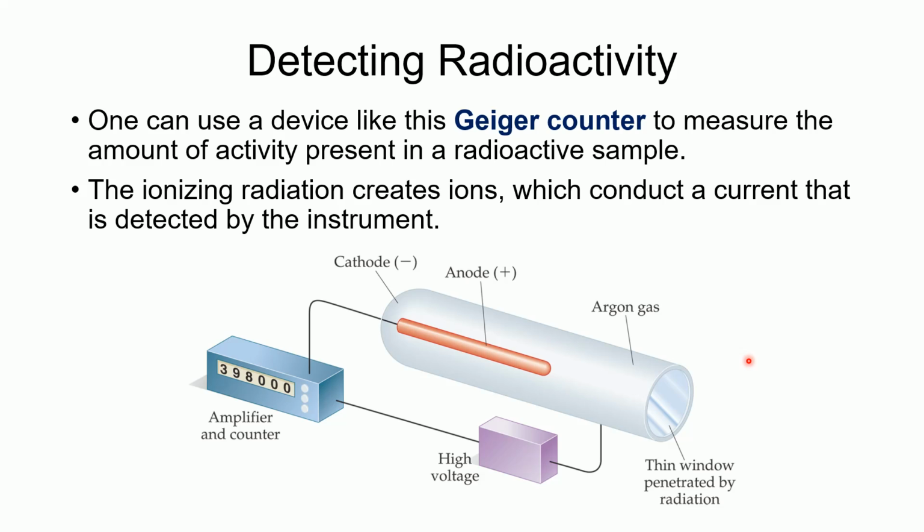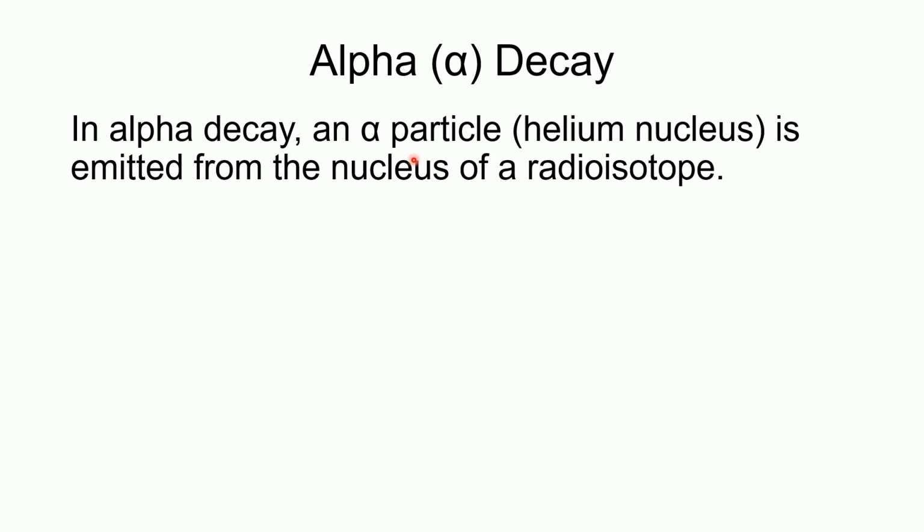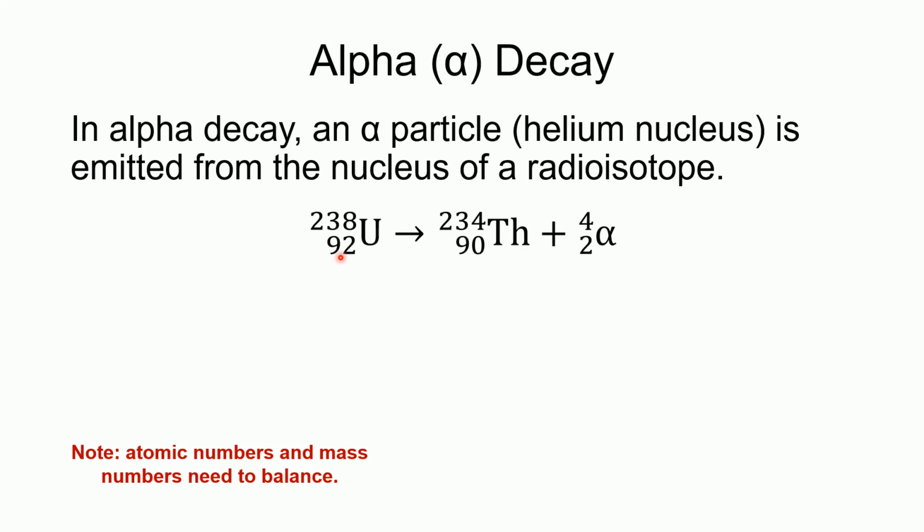All right, so here we want to look at alpha decay. Alpha decay is the process by which an alpha particle is emitted from the nucleus of a radioisotope. An alpha particle is simply a helium nucleus. So here we've got uranium-238, which is the most abundant isotope of uranium. Uranium-238 undergoes alpha decay, and when it does, we get thorium-234 plus the alpha particle. Since an alpha particle is a helium nucleus, we can write it like this. And this is typically how we will write it when we do these processes.